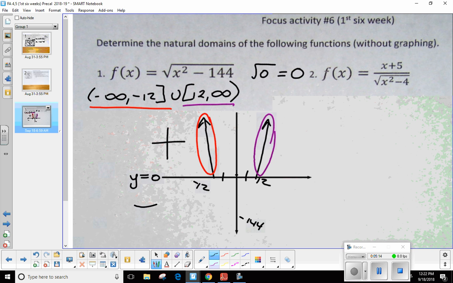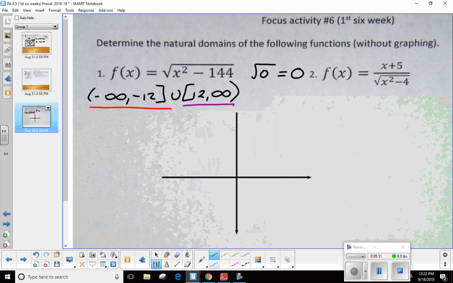But any value of x, like this one here, that would correspond to a positive y is what I want. Is everybody okay with that? Okay. Now here, number 2 is the same type of problem. But there's one difference. Let me go ahead and take a look.